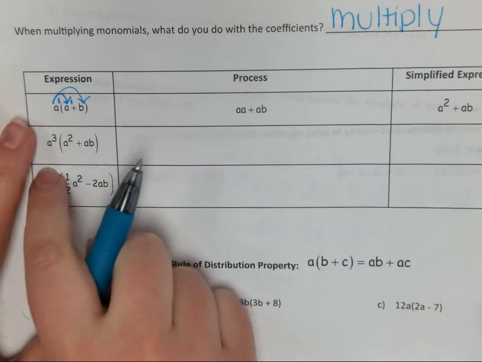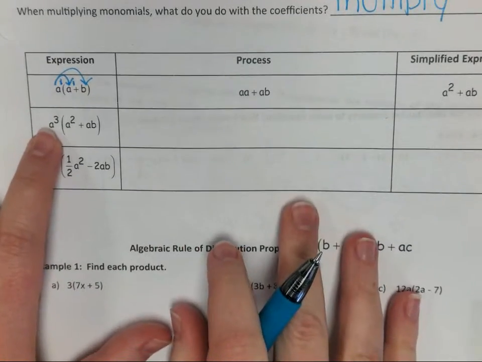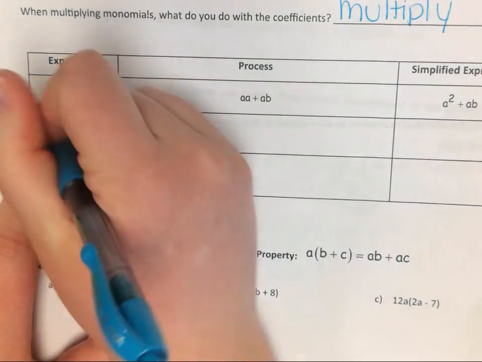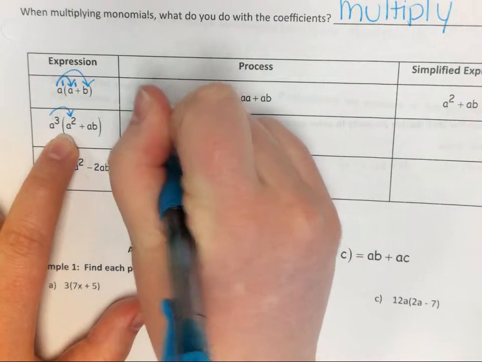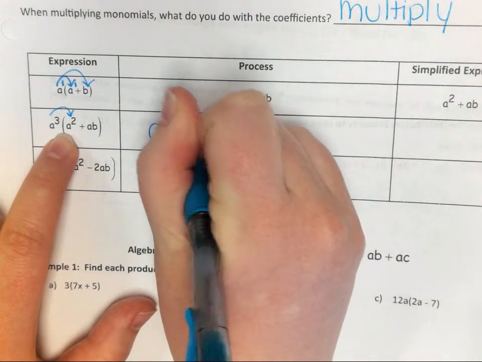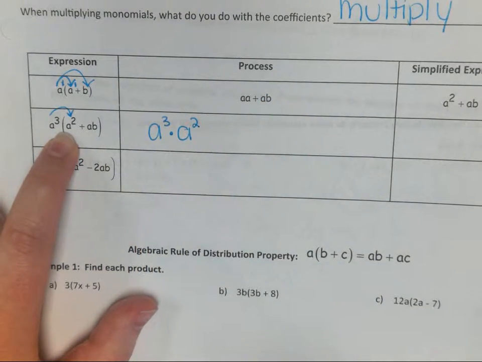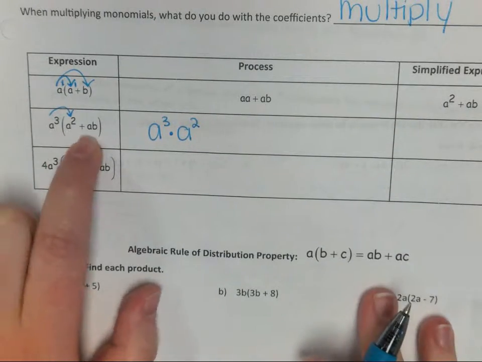Okay? So let's try the next one. We have A cubed times A squared. So I'm going to write that out here first. A cubed times A squared, because we're distributing to each of the terms. Then what sign goes in the middle?